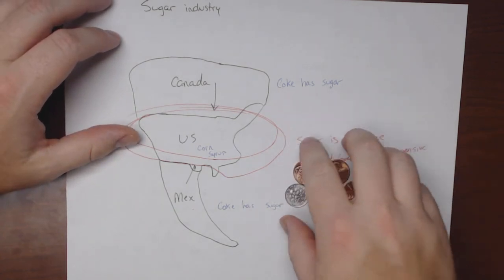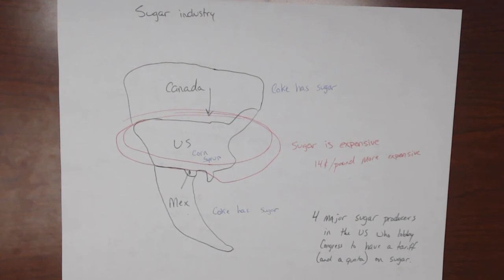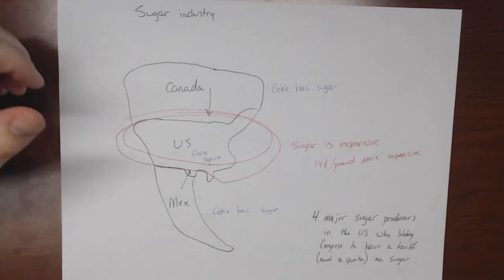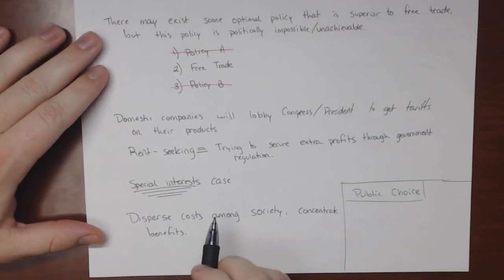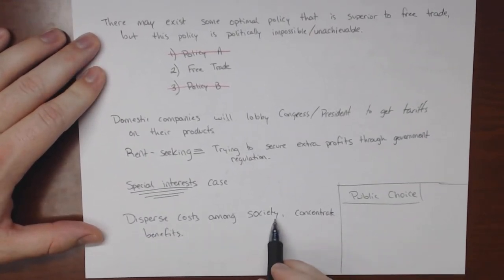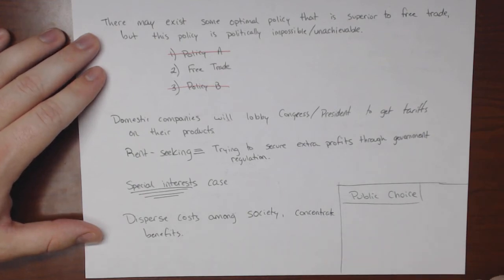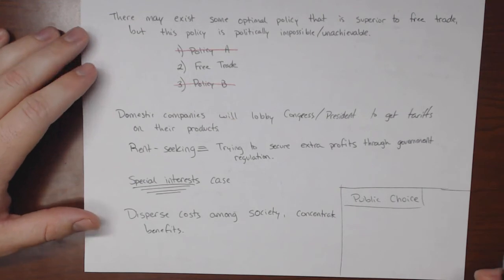Now, you and I, we probably buy, let's say, 5 pounds of sugar per year. So it's costing us 70 cents a year. And that's about it, right? Which is barely enough to notice and barely enough to be worth our time thinking about, right? So what happens is the cost of the higher sugar is dispersed across all of us as consumers, and it's concentrated on just these 4 big sugar companies in the U.S.